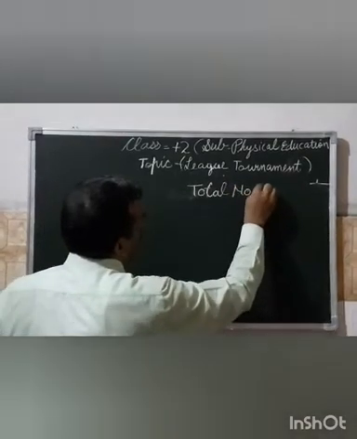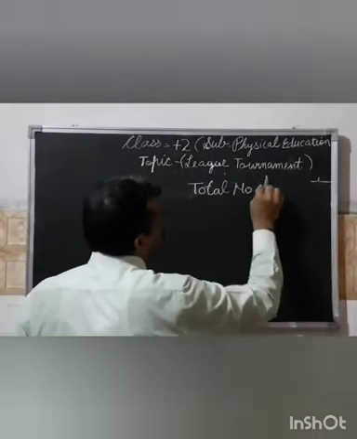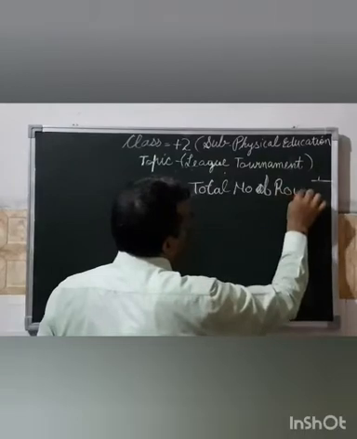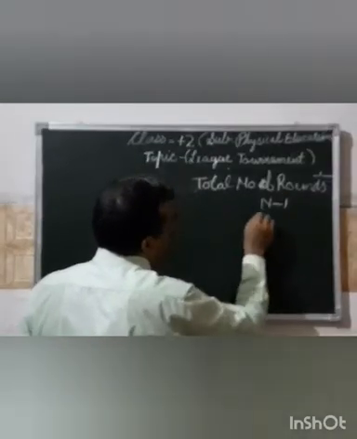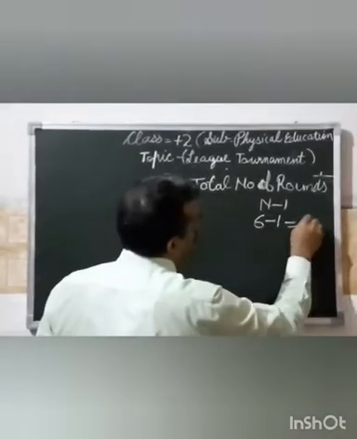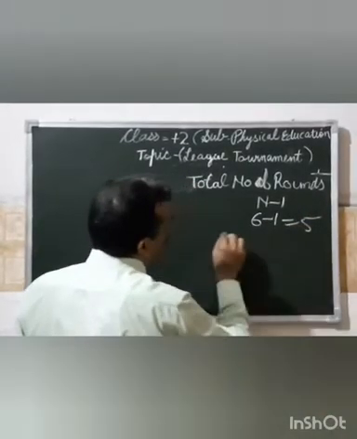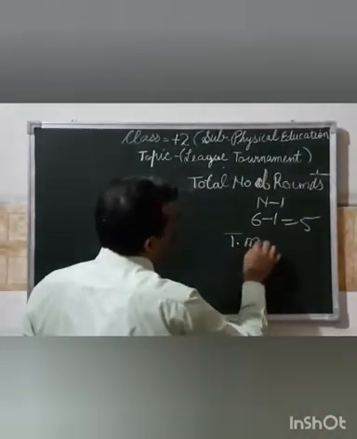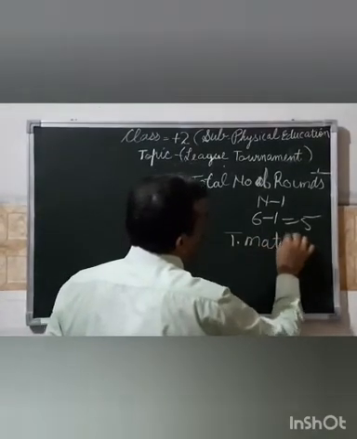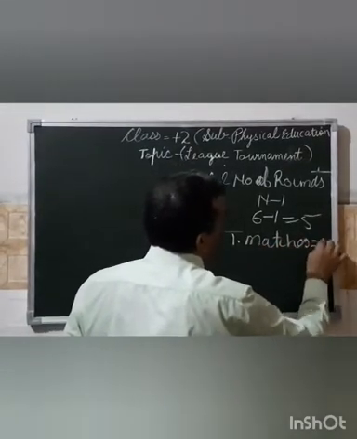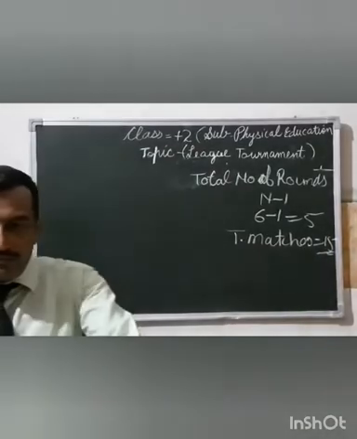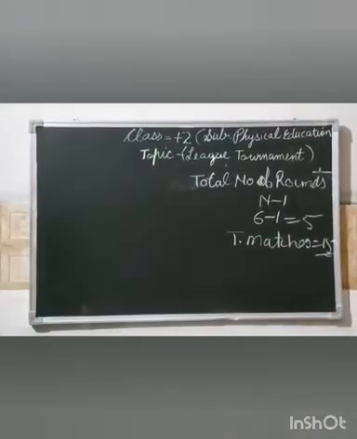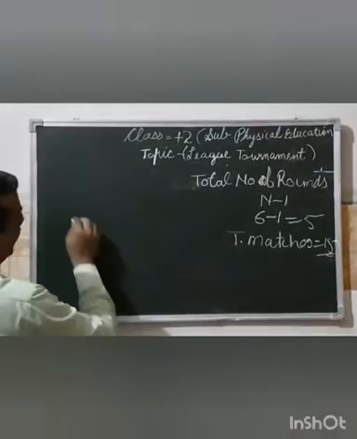Total number of rounds is equal to n minus 1. N kya tha hamare paas? 6 minus 1 equal to 5. So 5 rounds and total matches equal to 15. So there are 5 rounds.